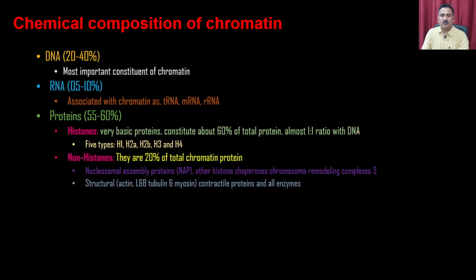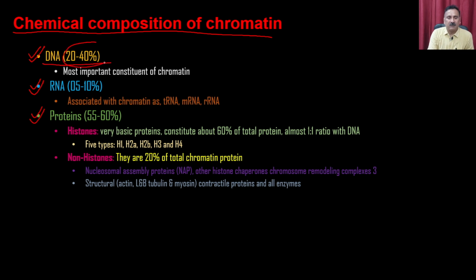What is the chemical composition of the chromosome or the chromatin? So you're going to have the DNA, you're going to have the RNA, and then you're also going to have the proteins. The DNA is 20 to 40%, the most important constituent of the chromatin. Then you're going to have the RNA, which is going to be 5 to 10%.